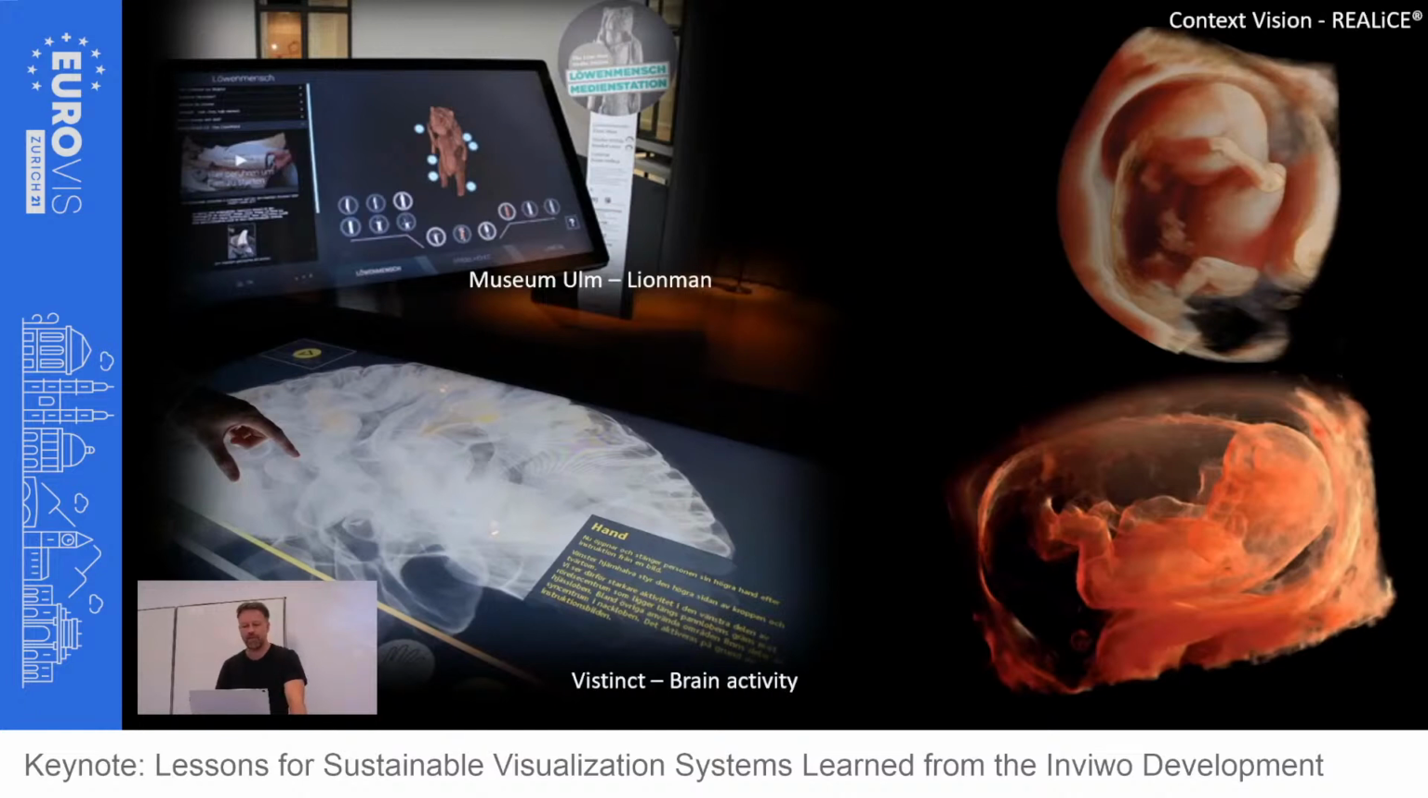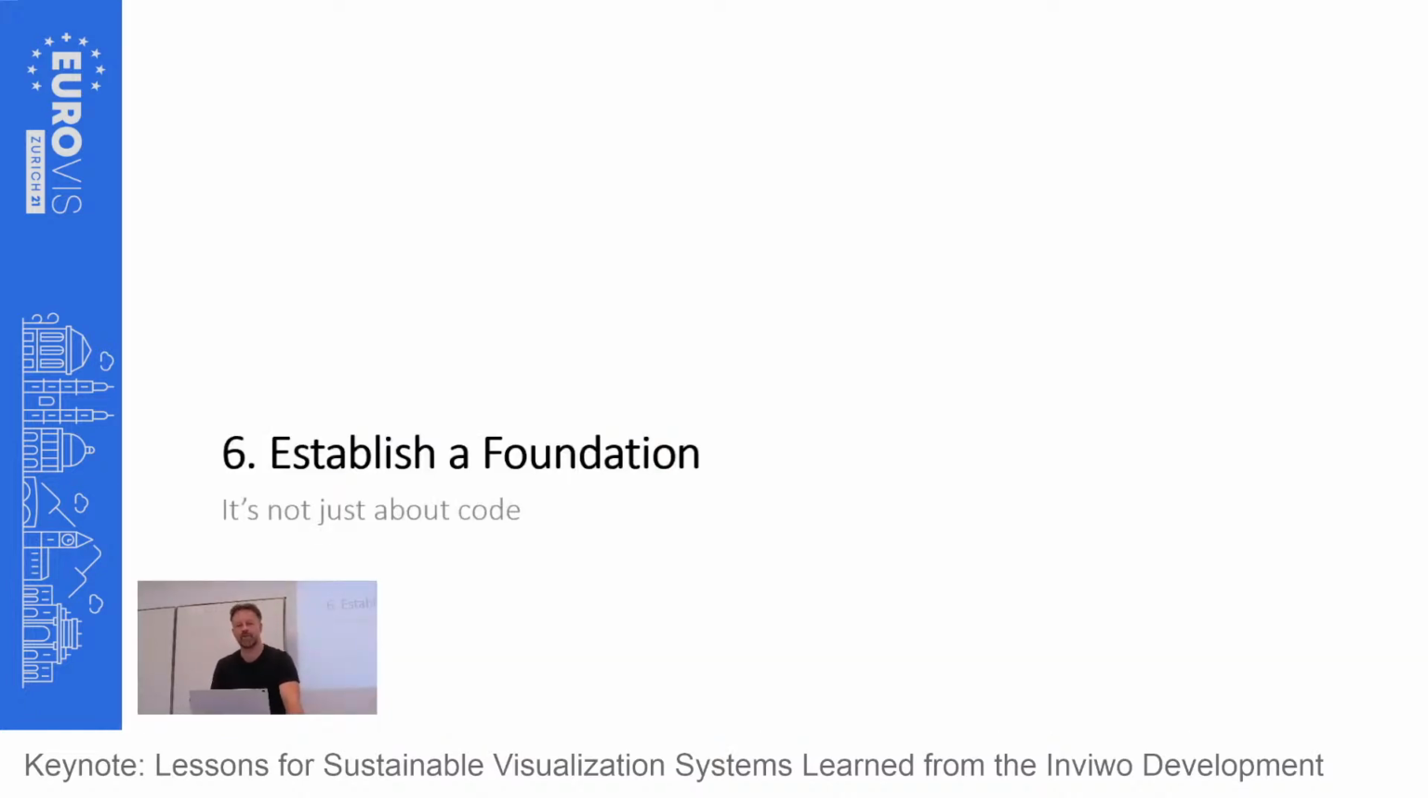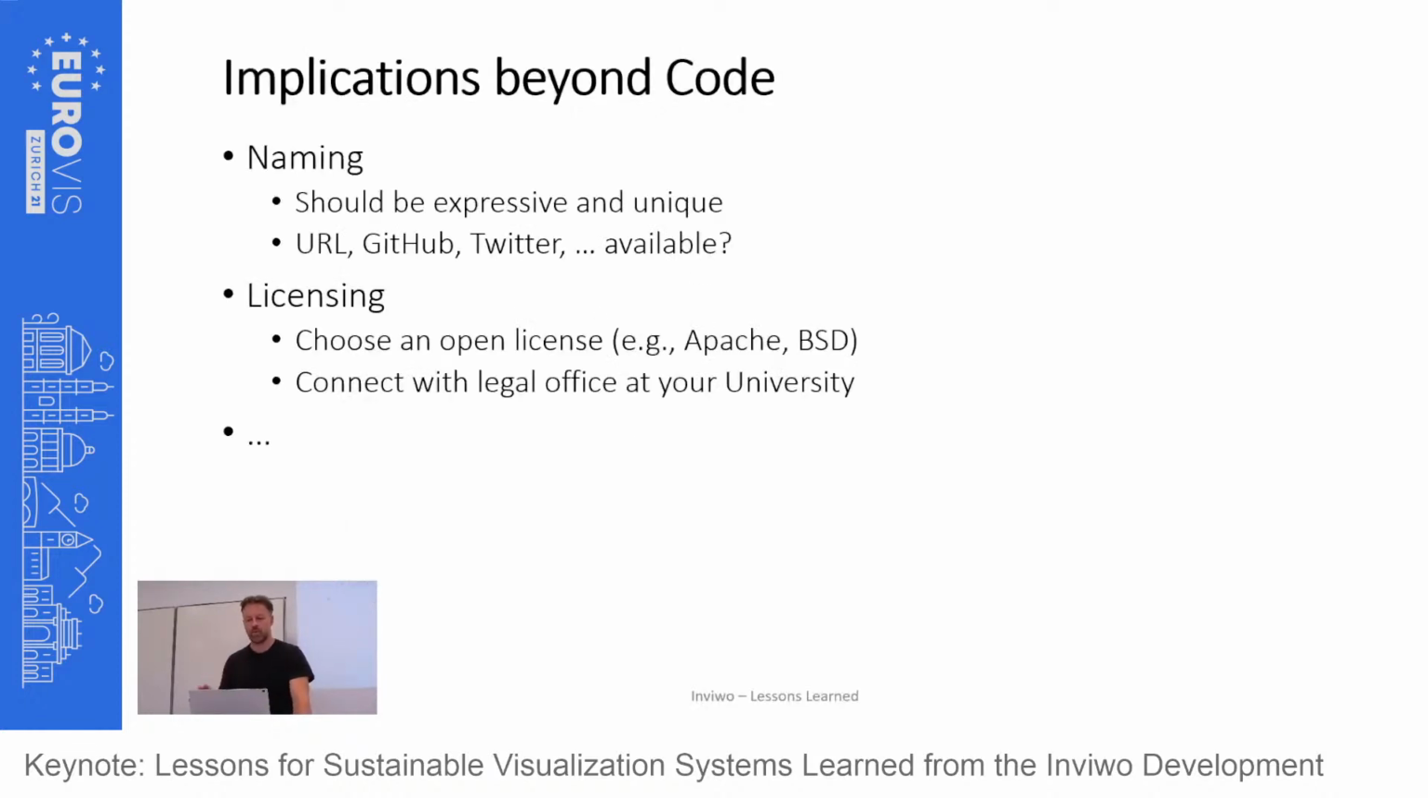So this brings me to my final lesson, and this is probably the first thing you should deal with. You should establish a foundation for everything like this. Yeah? Developing software is not just about code. There's so many other things. And just to mention two, there's naming things. You need to decide this very early on, what should be the naming of your system. Inviwo, by the way, stands for Interactive Visualization Workshop, Inviwo. Yeah? And the name should be expressive, it should be unique, it should not be too cryptic. You should check the URL is available, GitHub is available, and things like this.